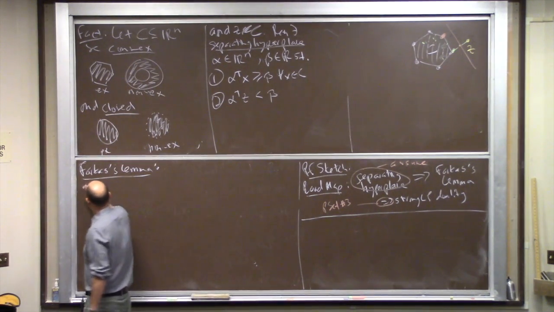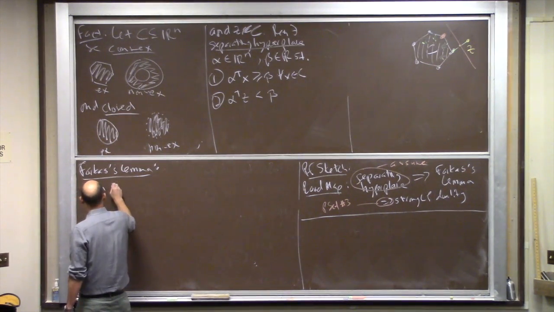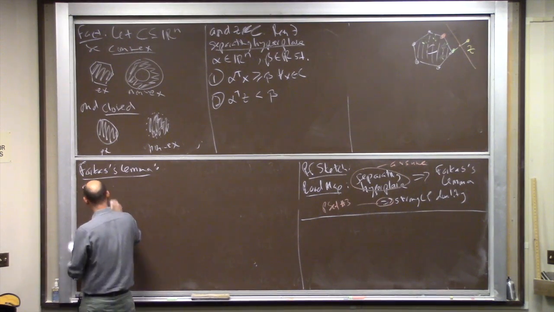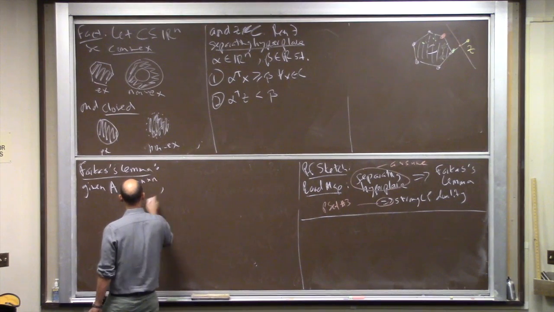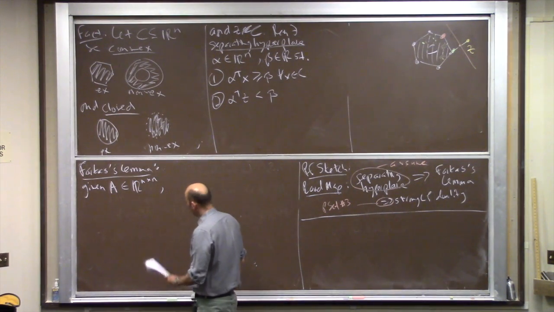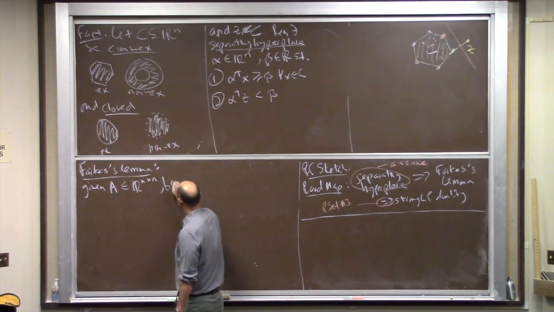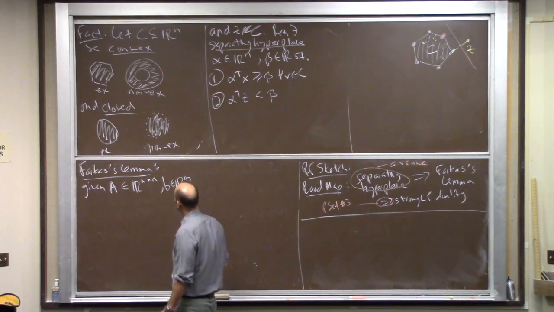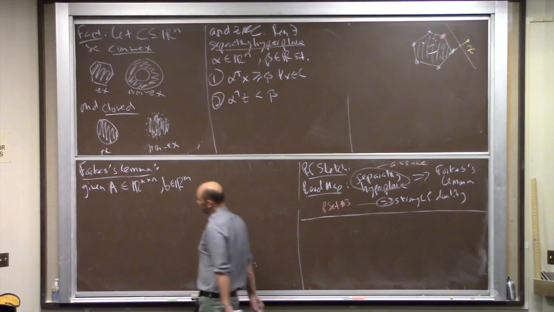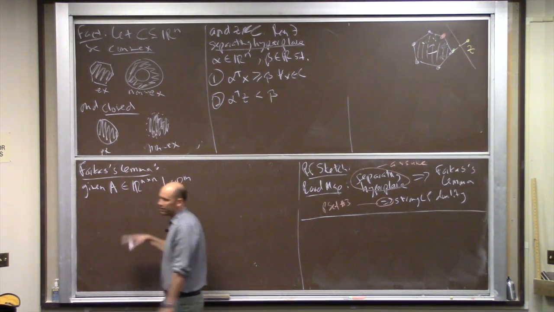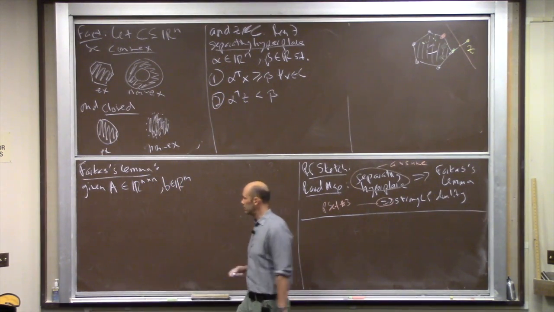So suppose you have a matrix A, as usual, m by n, and suppose you have a right-hand side b. Farkas's lemma asserts that exactly one of the following two conditions is true.